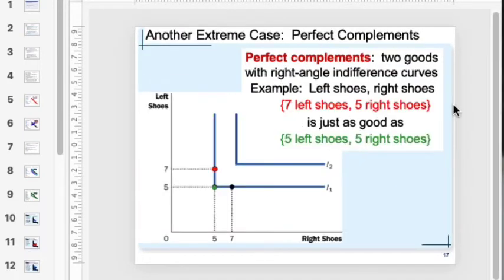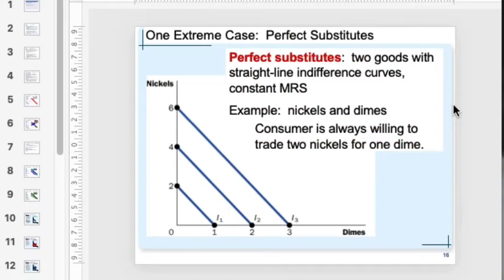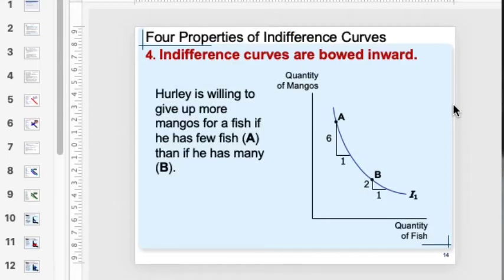Acha, so if you recall, there are things called complements and substitutes. Substitutes are those goods that can be interchangeably used, while complements are used together. So there are two extreme cases of indifference curves, and these are the cases in which these two goods we are talking about, over here we were talking about mangoes and fish.